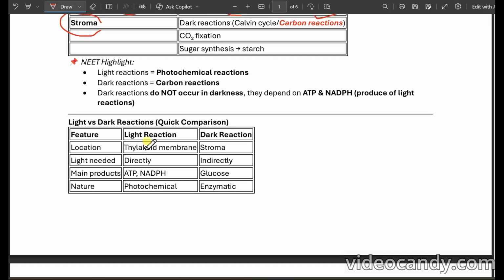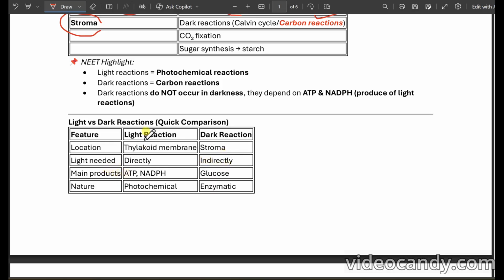So the light reaction happens in the thylakoid membrane, that's the grana. The dark reaction happens in the stroma. Light needed, directly light needed. What happens in the dark reaction? Indirectly, because it doesn't need light, but it needs the outputs of the light reaction.